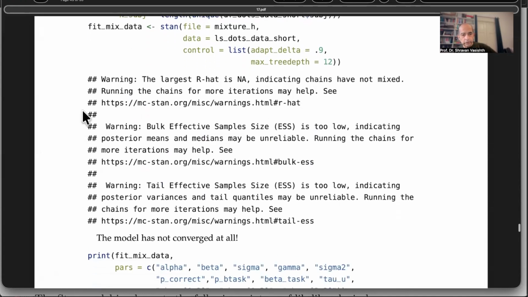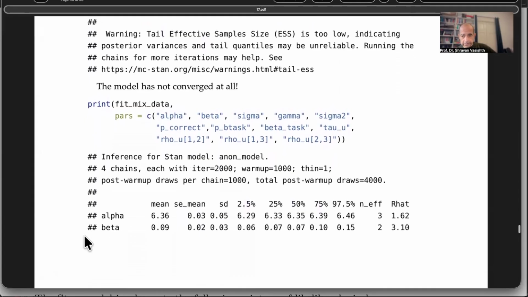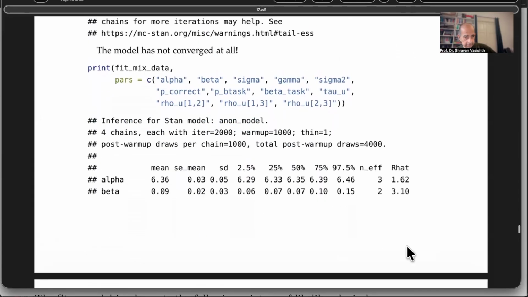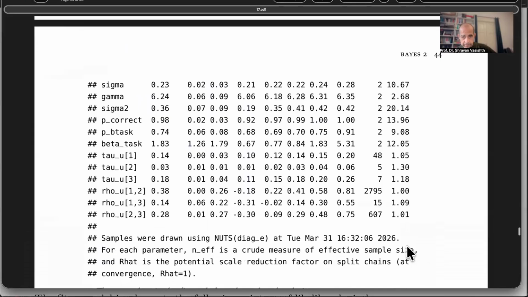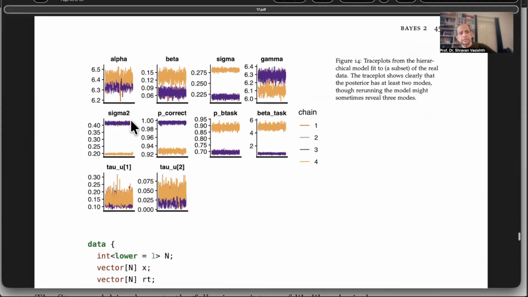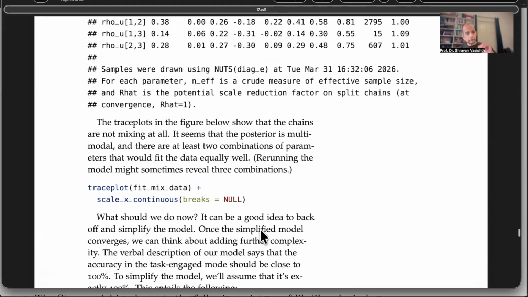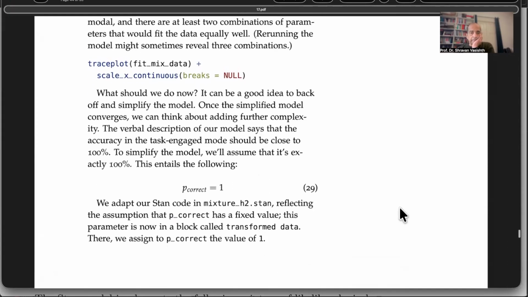And then you end up with all kinds of warnings. And if you look at the output, you'll see that the R hats are all over the place. It's a complete mess. So this is not good, right? If you look at the trace plots, you can see that the chains are not mixing at all. It's a spectacular non-convergence, right? So what can be done?